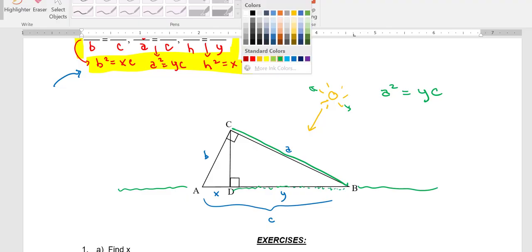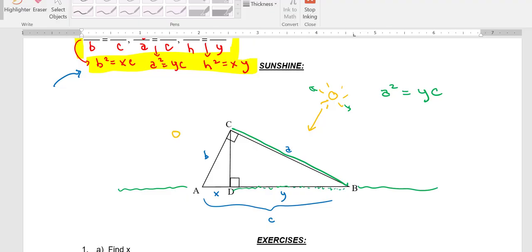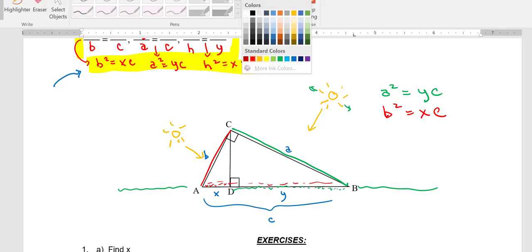Let's put the sun on this side of the diagram. So the sun is shining down on that side. So that side is side B, so it's B squared. And we have to ask ourselves where the possible shadow is going to be for this. Well, it could be possibly here, or it could be, depending on where the sun is, all the way along the bottom there. So it's going to be X times the entire length of the bottom, which is C.